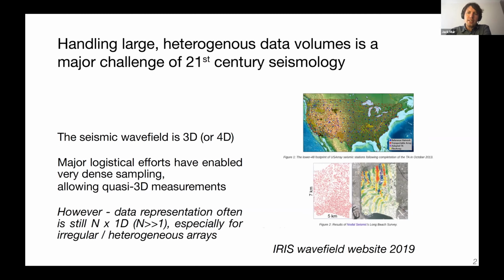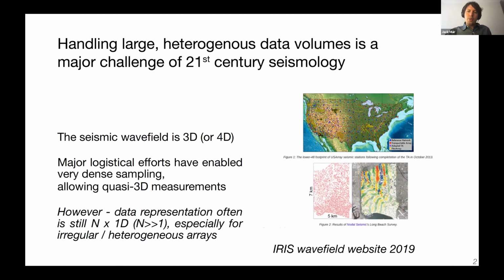At a continental scale, we've seen things like the famous USArray, which rolled across the continental US in the early 2010s, and then went up to Alaska after that, and has just recently finished up in Alaska, which covered the entirety of the US with 70-kilometer spacing broadband seismic stations. We've seen similar efforts in other parts of the world, including the current efforts in Australia to also instrument in a rolling fashion the Australian continent.